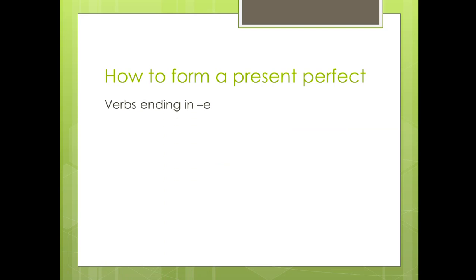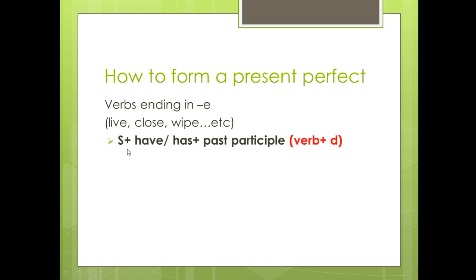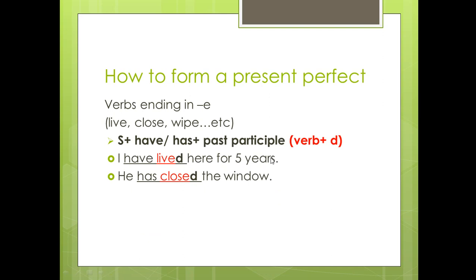When you want to create a past participle with verbs ending in an e, like the verbs live, close, and so on, the form is subject plus have or has plus past participle, verb plus d. Look at the examples below. I have lived here for 5 years. He has closed the window. Live is a verb that finishes with the letter E, and we just need to add D, and then we can create the past participle.